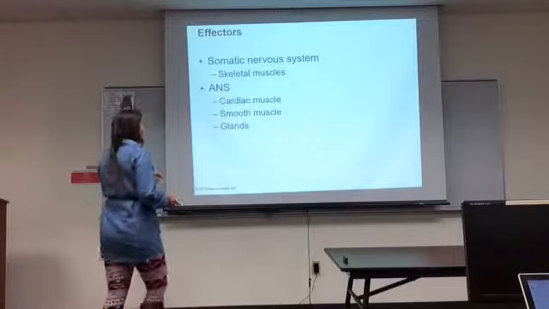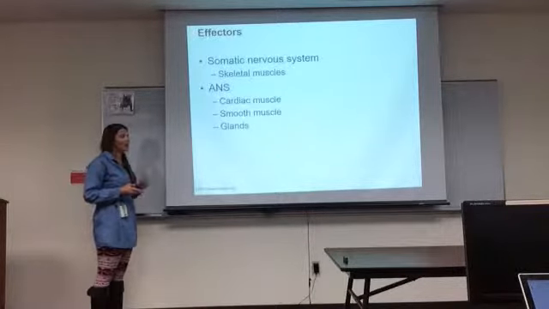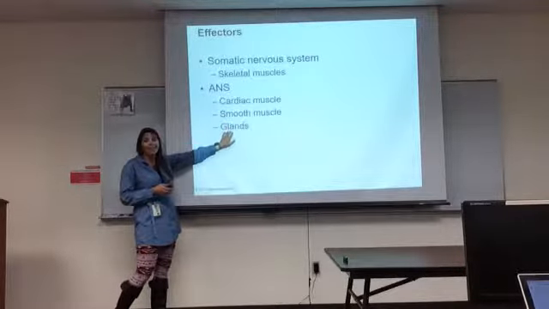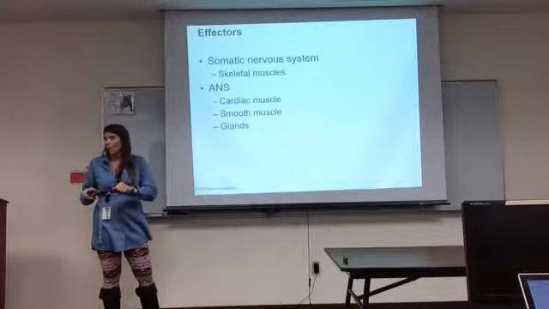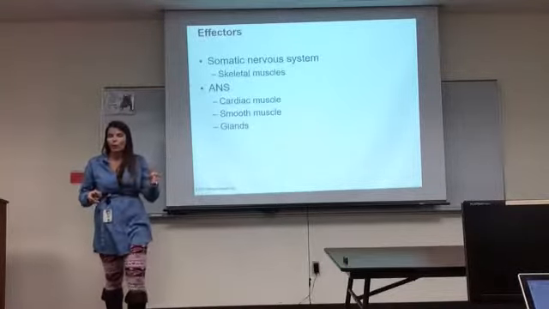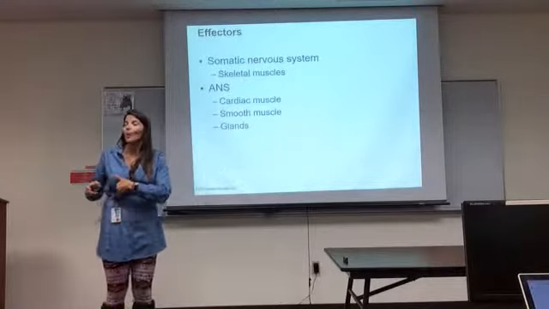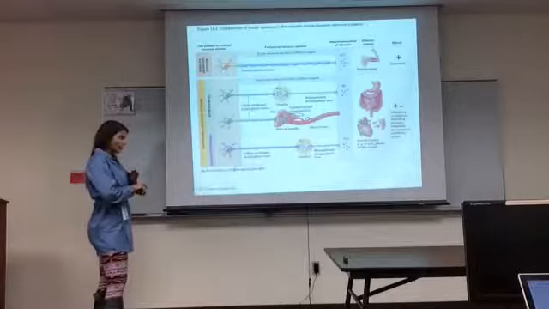Okay? The autonomic nervous system specifically innervates cardiac muscle, smooth muscle, and then glands. Any glandular tissue. Okay, so smooth muscle you probably already knew. Cardiac muscle, that makes sense. But glandular tissue, like your adrenal gland. Okay, your pancreas, those are all glands.